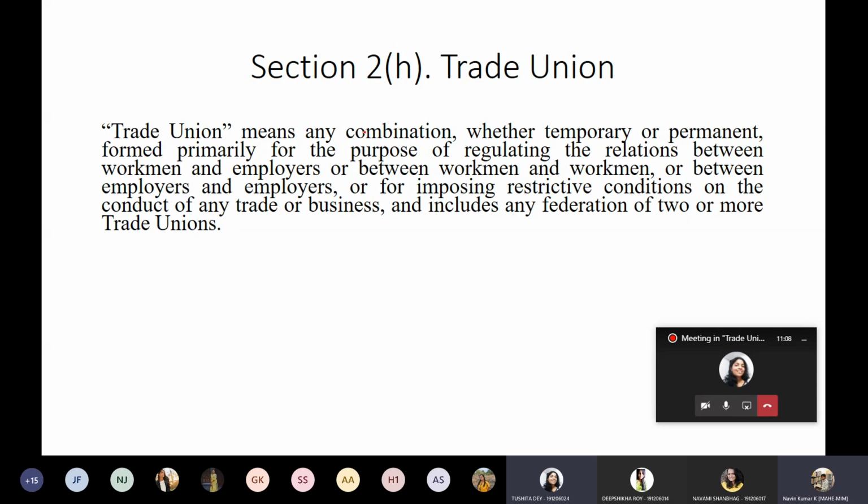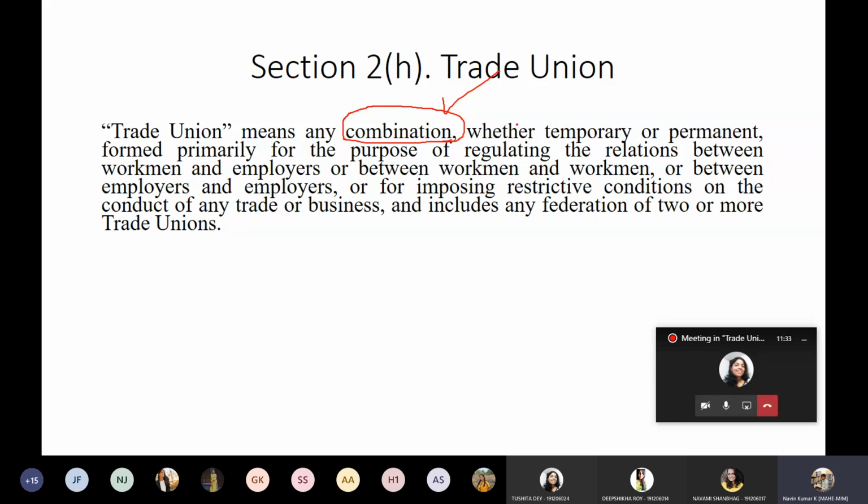Yeah, I mean, trade union means any combination. See, they have not used the word association. They used the word combination, which has a very wider interpretation compared to association. That's what trade union means. It may be any combination, not exactly an association.